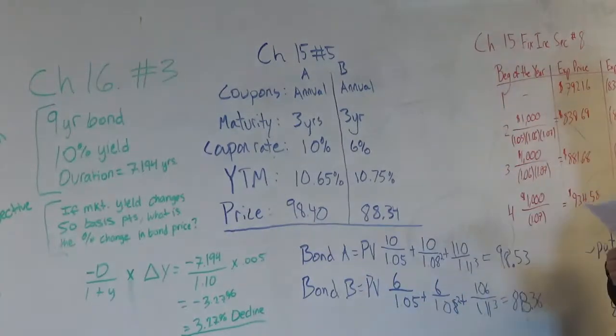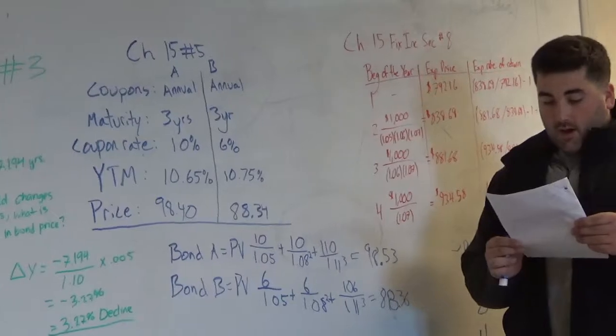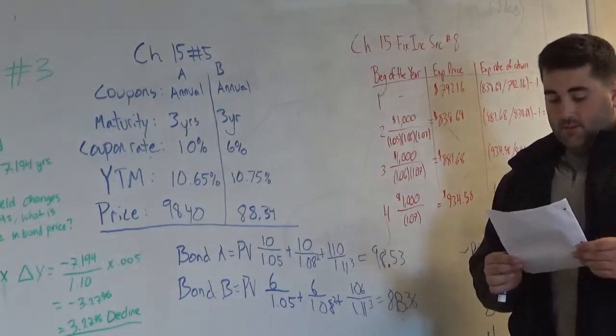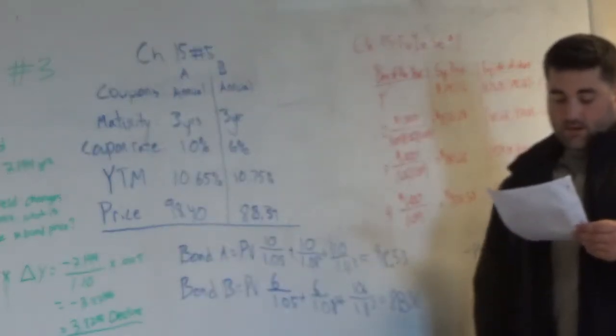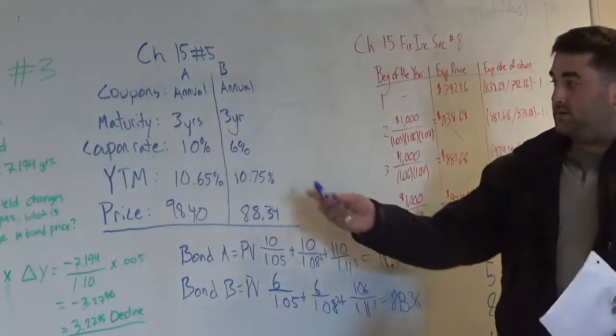Okay, perfect. So the two annual pay bonds are from the same issuer with the same priority in the event of default, and there are spot interest rates. Neither bond's price is consistent with the spot rates. Using the information in these tables, recommend either bond A or bond B for purchase. So these are the characteristics.